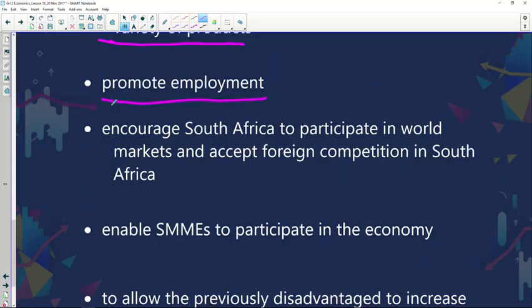Also, it encouraged South Africa to participate in world markets and accept foreign competition in South Africa. Okay, so we spent a bit of time in our previous lessons talking about the foreign market and the foreign exchange market. It is encouraged that we also welcome businesses from other countries to come into our market space, because that is going to increase competition in our South African market space. So it's important that we also go outside to other countries to compete in the world market.